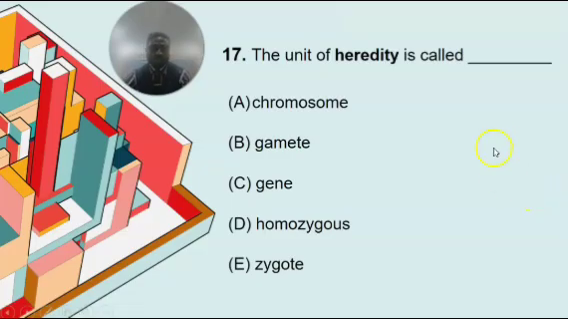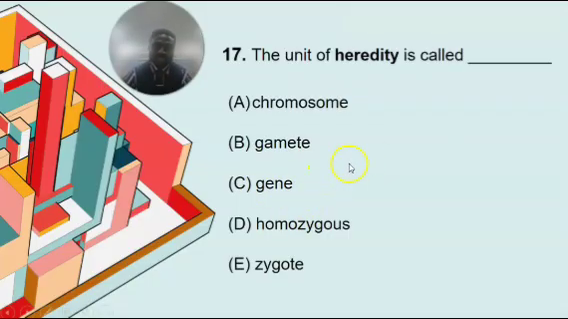So let's go to question 17. The unit of heredity is called dash. What is the basic unit of heredity in humans or other living organisms? A, chromosome. B, gamete. C, gene. D, homozygous. E, zygote. What's the answer? Are you processing information right now? The answer is option C, gene.